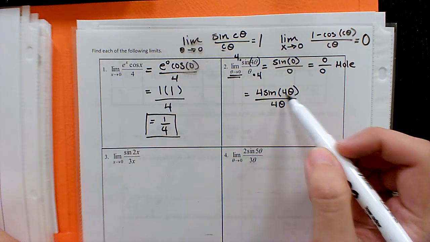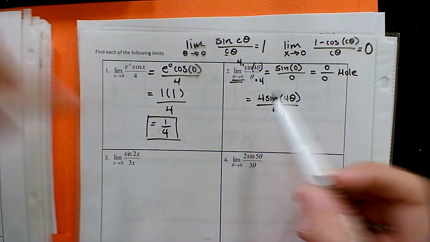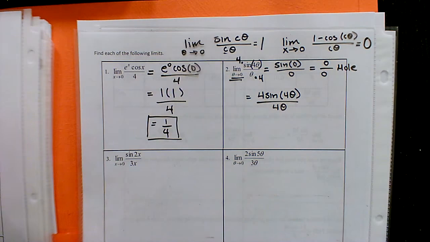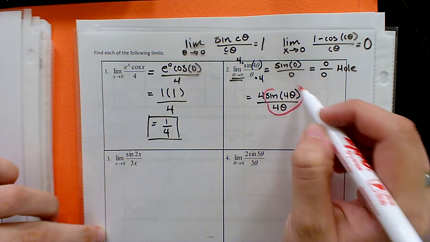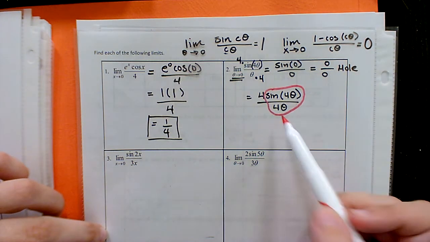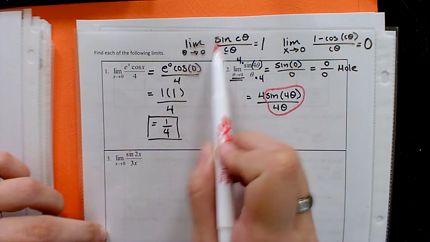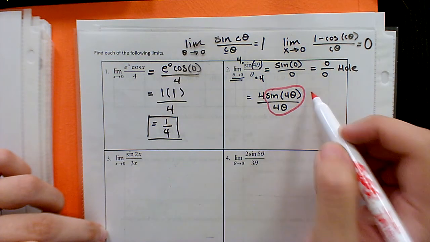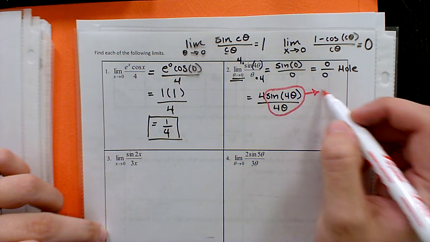Remember, the 4 inside the parentheses does not change. It's being held captive. So when you multiply the top by 4, that 4 has to go out front. Okay? So can we now visualize that what we have here, sine of 4 theta over 4 theta, matches our trig limit? So what do we know that this portion should be? It should be 1.